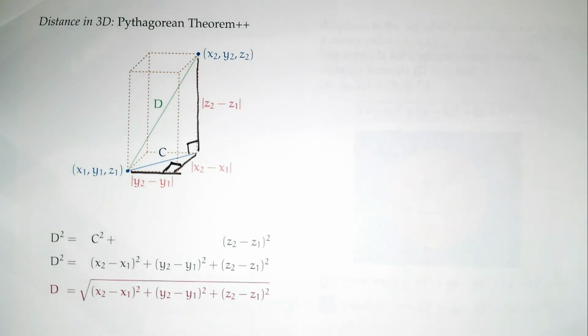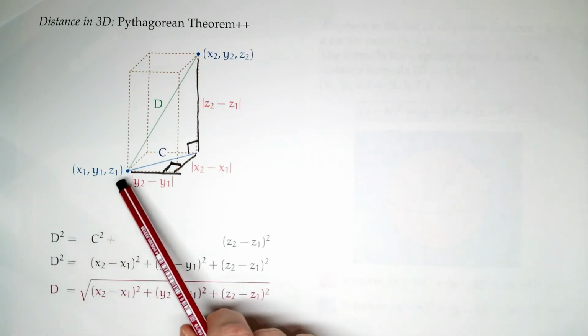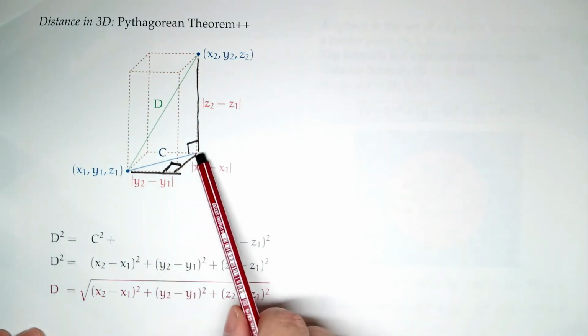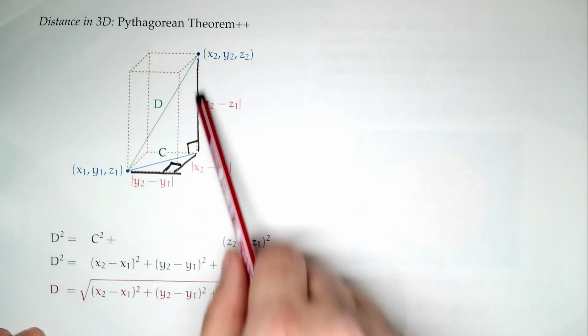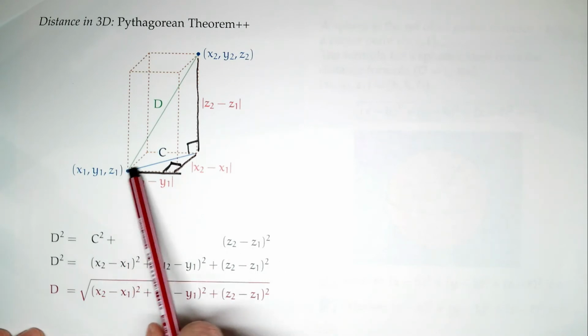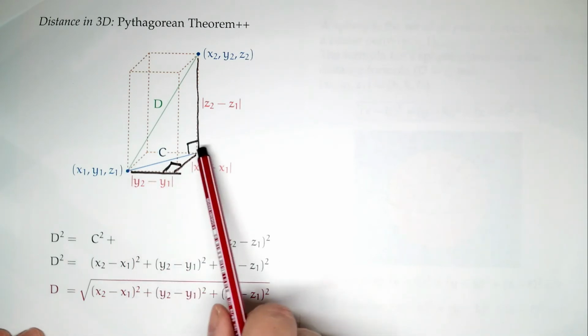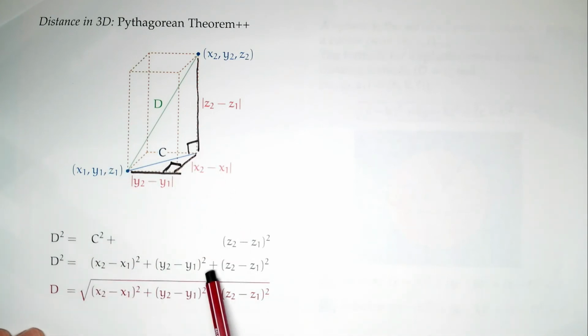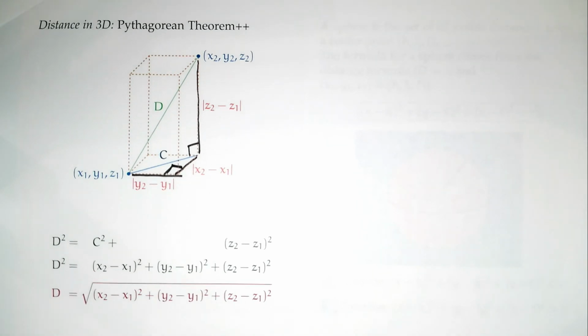So, I apply the Pythagorean theorem the first time. This length squared, d squared, is that length squared, c squared, plus this side squared. So that's the z2 minus z1 squared. Now, how do I find c squared? Well, Pythagorean theorem: x2 minus x1 squared and y2 minus y1 squared. Okay, so that's my c squared. And so now I take the square root. Done. Found my distance. Now that we can do distance, we can talk about other things.